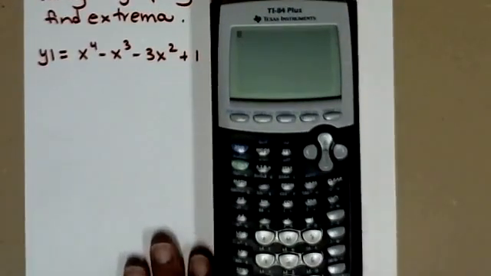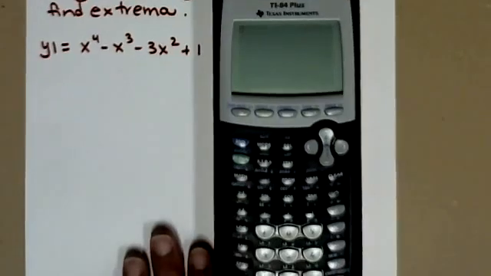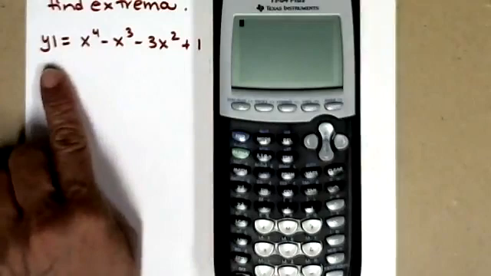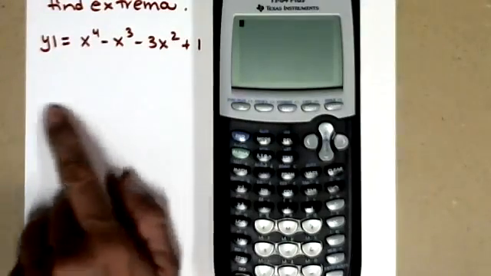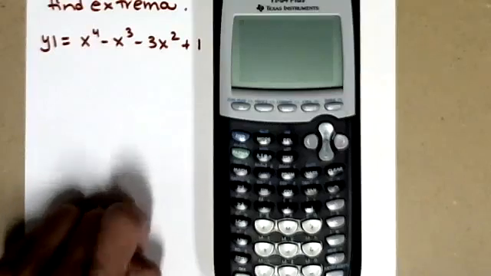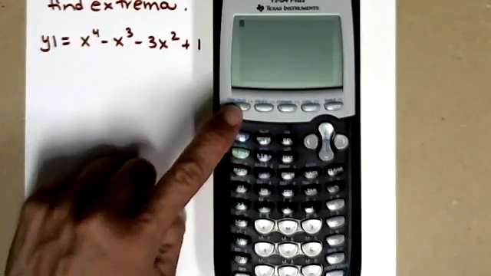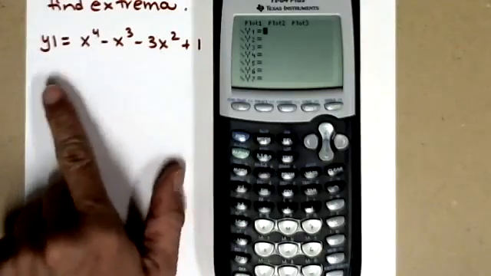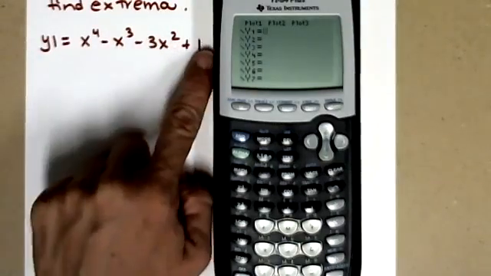First thing, turn your calculator on. The button's down here in the corner. The next thing I need to do is input this function into my screen. Notice how I have it labeled y1. That's because that's what we're going to see next. Up here at the top, there's a y equals. So we tap that.